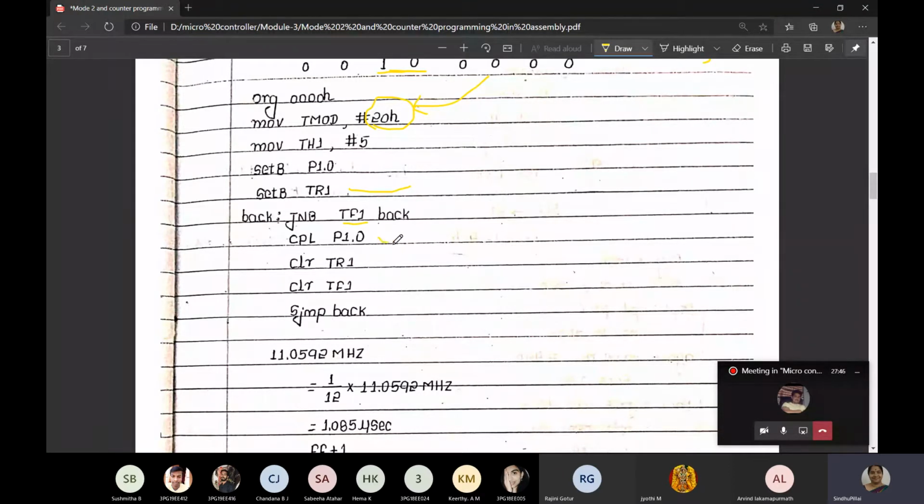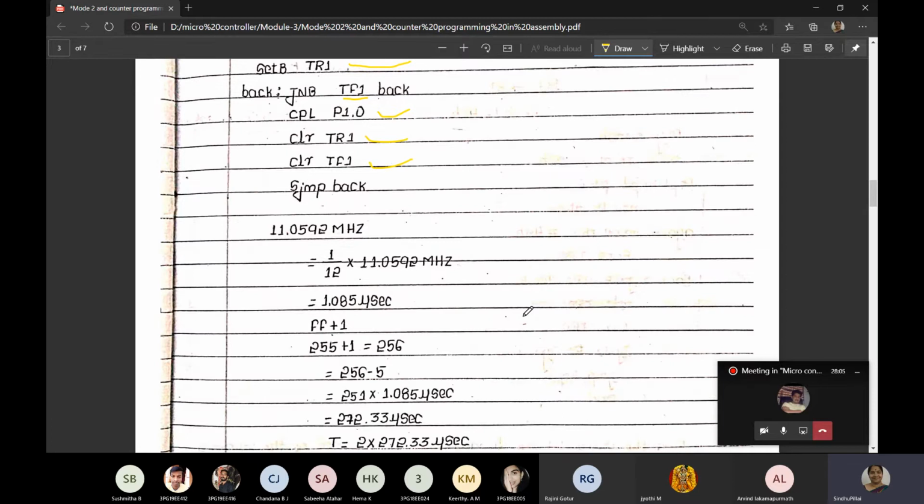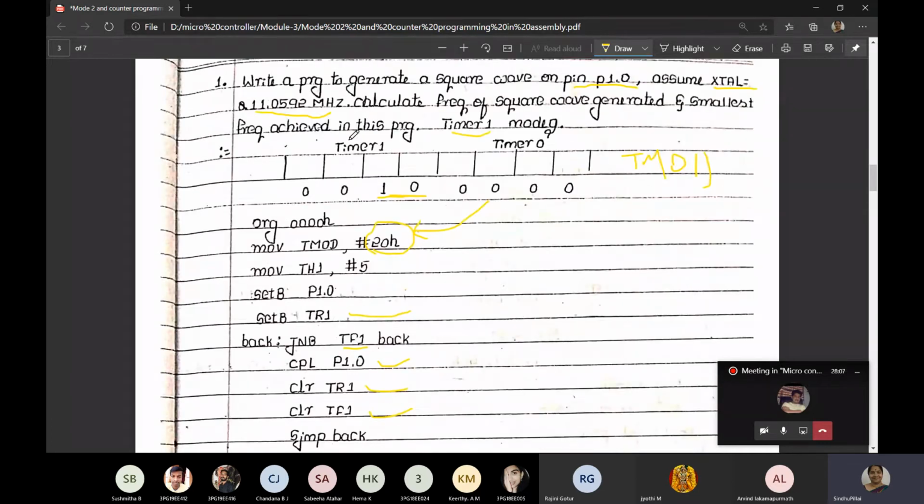We are complementing P1.0. Okay, just complemented P1.0. Next, both are cleared. Why are we complementing? It is complemented to generate the square wave. It becomes 0 1 0 1, like that, and the counting will keep moving on. After that we'll see how the delay is created.